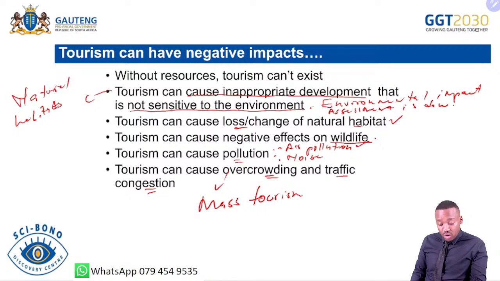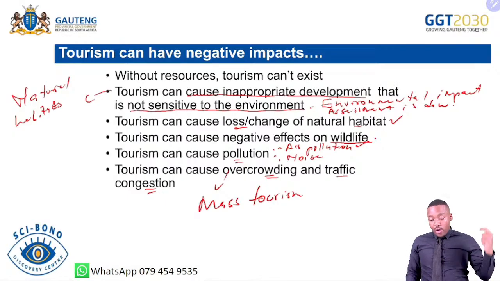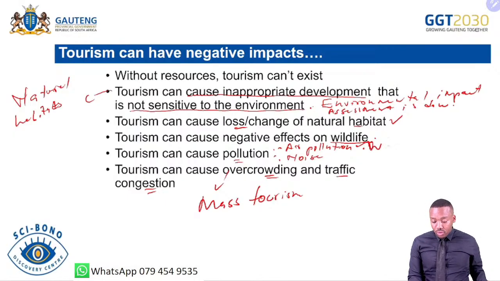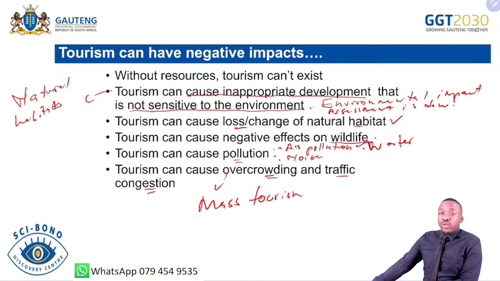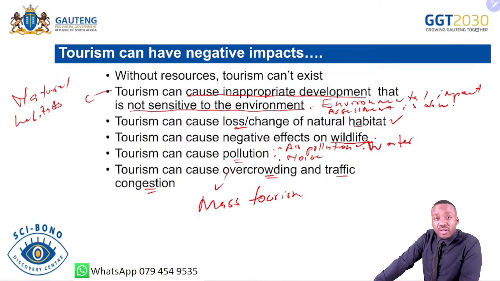Tourism can cause loss or change of the natural habitat. Tourism can have negative effects on the wildlife. I spoke about that. Tourism can cause pollution in terms of air, noise, and also water pollution. Right? In what way? When you are at home, a person might be showering for 3 minutes, 4 or 5 or 7 minutes. But now when people are outside, they'll be bathing maybe 3 times. You are wasting water in that way.